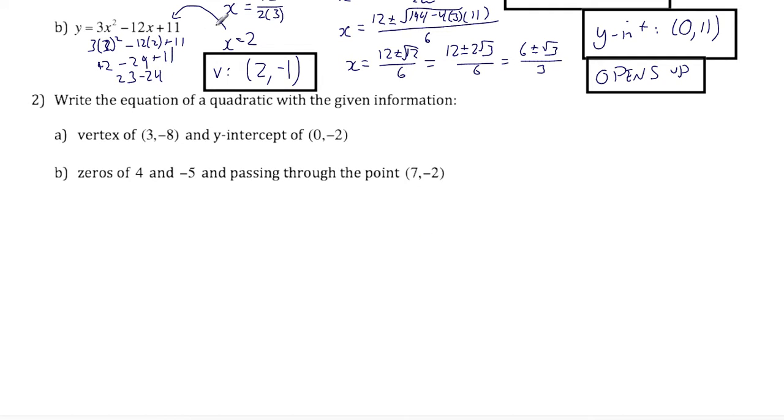Here we want to write the equations of these. Should be fairly straightforward. Again, we're going to be using both methods here, or both forms. We have a vertex, so why don't we use vertex form? A times x minus h squared plus k. So the y is going to be negative 2. Oh, sorry.